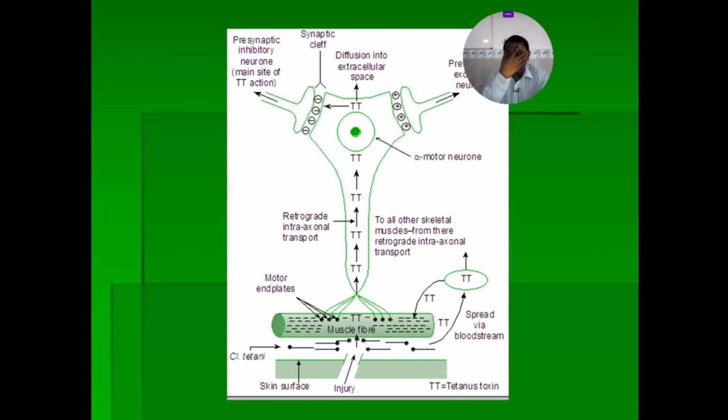Here it is a synapse. If you concentrate here, there is the presynaptic inhibitory neuron, the main site of tetanus toxin action, on the left side. Finally it diffuses into the extracellular space and the entire axon, the toxin will be there, and there will be retrograde intra-axonal transport to all the skeletal muscles. From there, finally the muscle fiber will be involved, and then there will be spasms and tics.